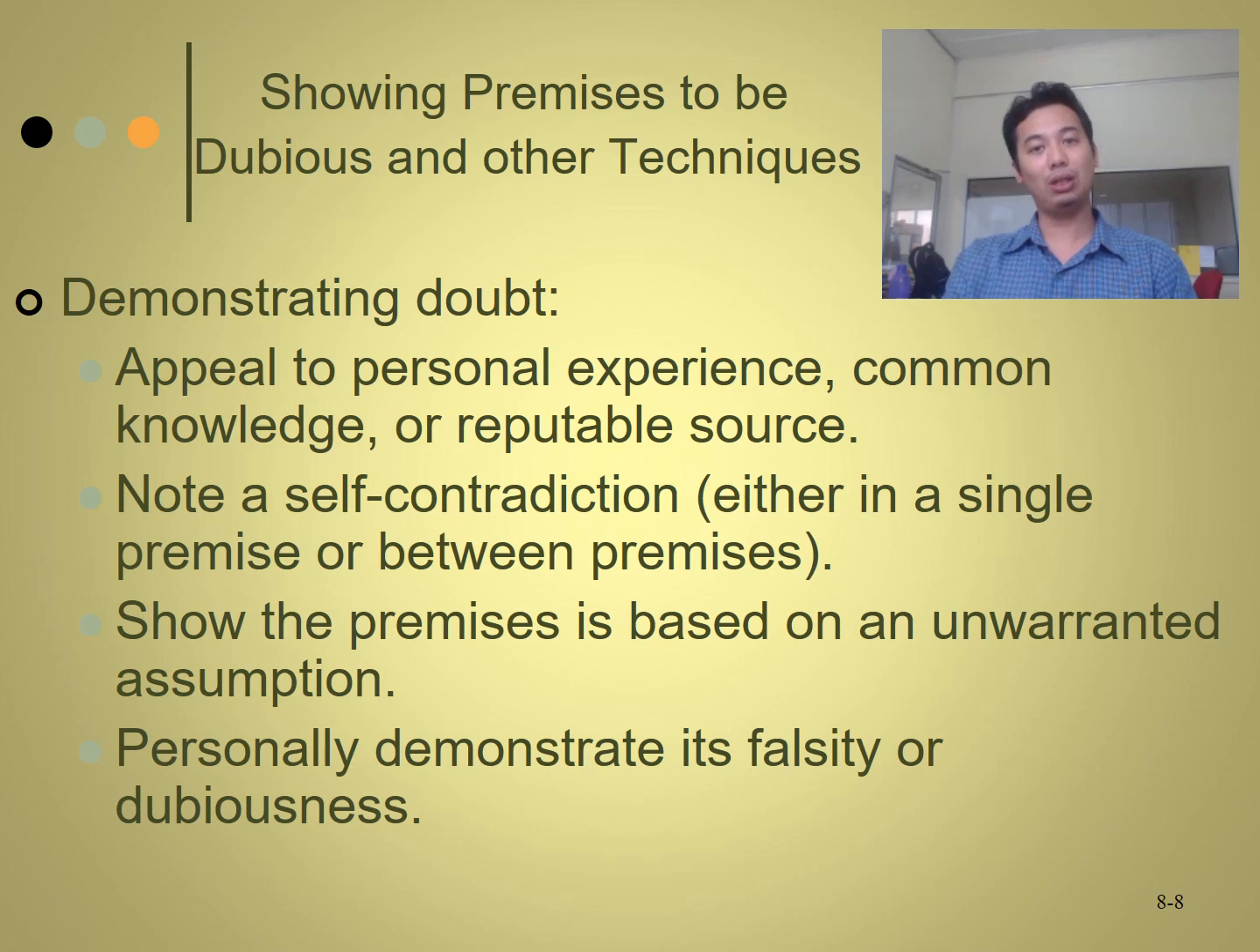It's not something which we should accept. All right. Okay. So the second one is not a contradiction either in a single premise or between premises. Show the premises is based on an unwarranted assumption, or personally demonstrate its falsity or dubiousness. Now, I'll just give another example of the last one. Personally demonstrate its falsity or dubiousness.